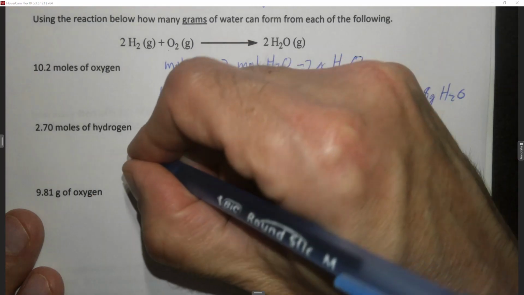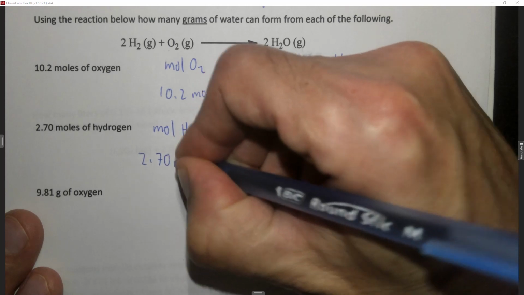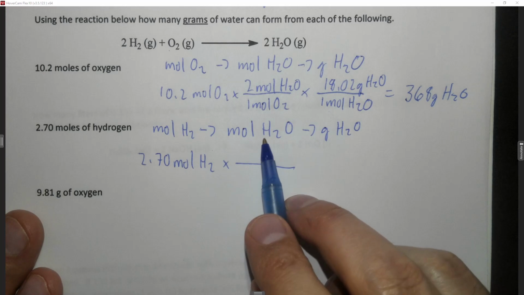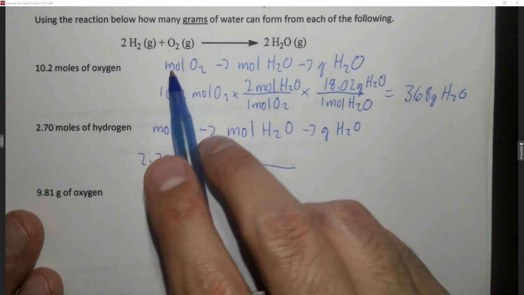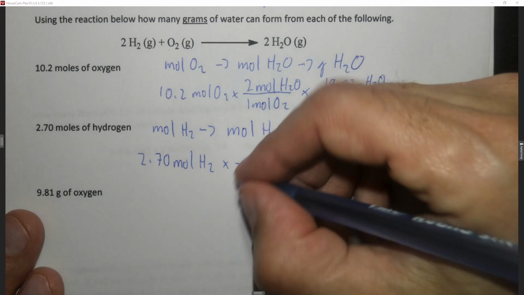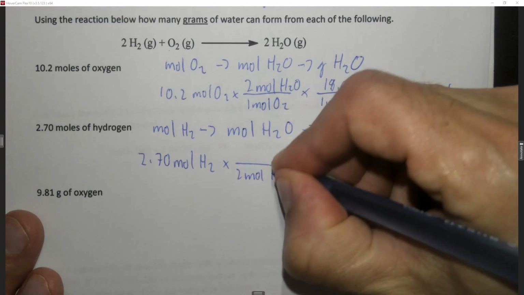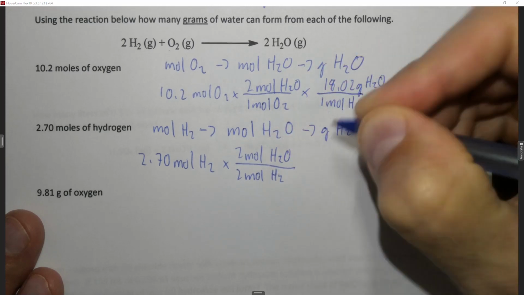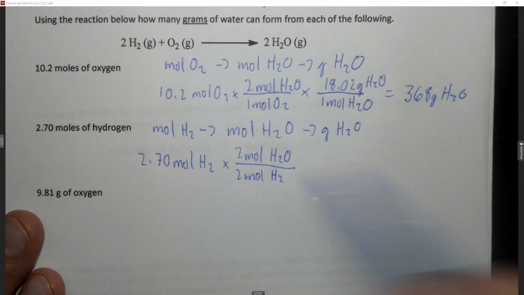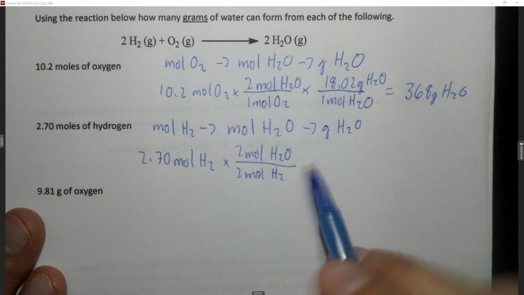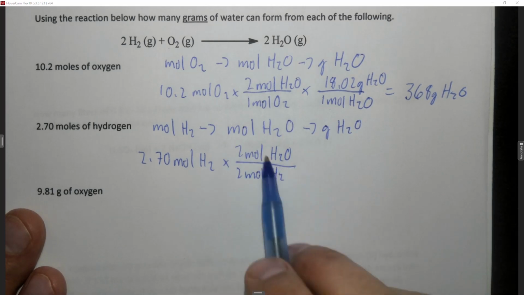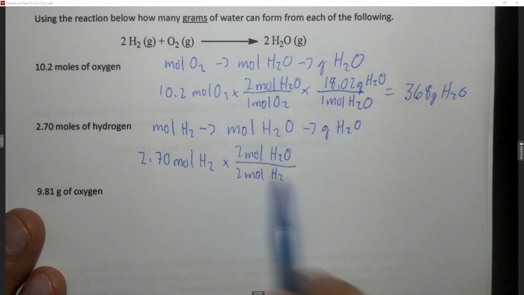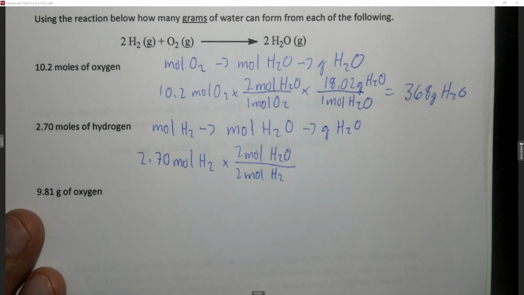So starting with 2.70 moles of H2 times. To convert from moles of hydrogen to moles of water, we want to use our balanced chemical equation. It's 2 to 2. So we want to put our 2 moles of hydrogen on the bottom and our 2 moles of water on the top. Sometimes I'll have students ask me, well, if it's 2 to 2, you don't really need to do it. Yeah, that's true, but it does make it easy to see how you cancel out units, and it gives you good practice for writing this out, because a lot of times it's not 2 to 2 or 1 to 1 or 3 to 3.